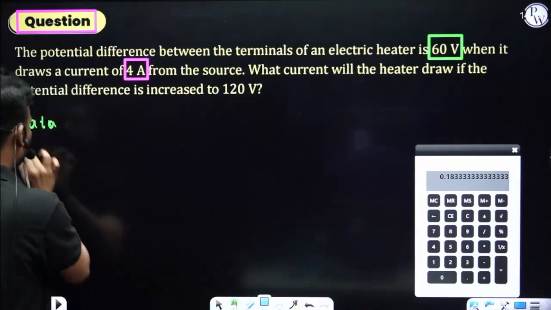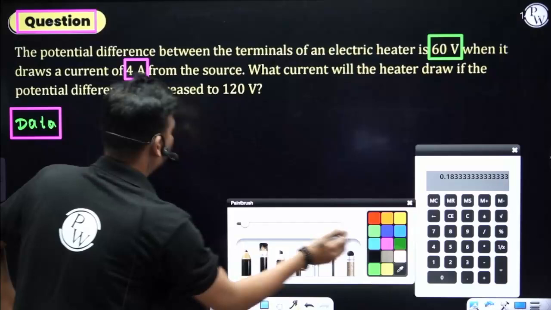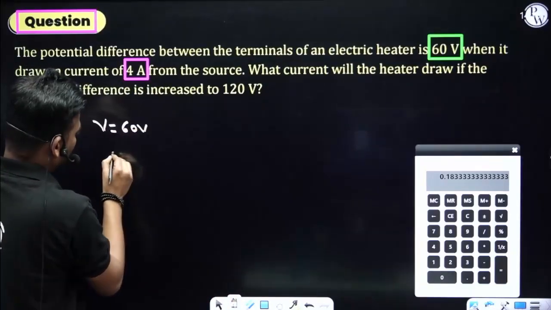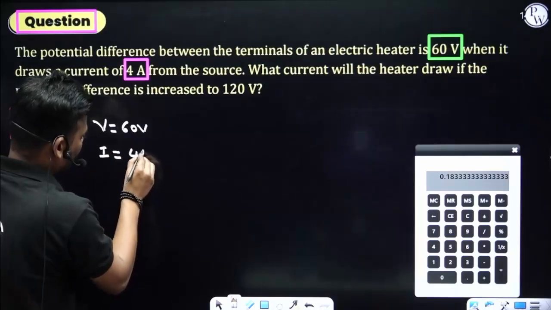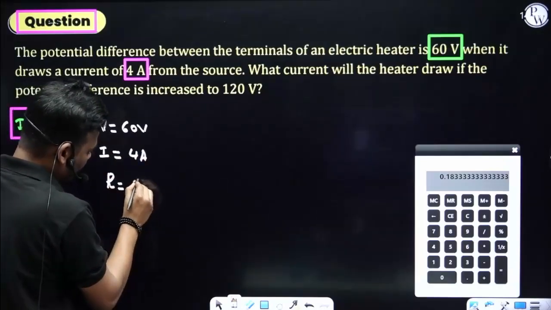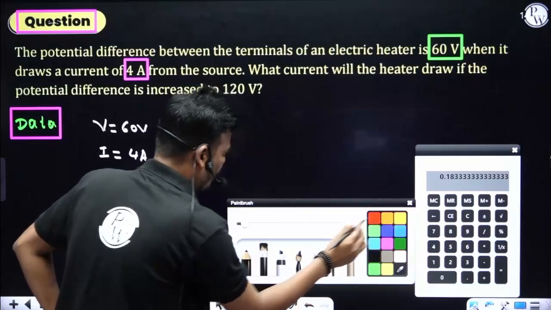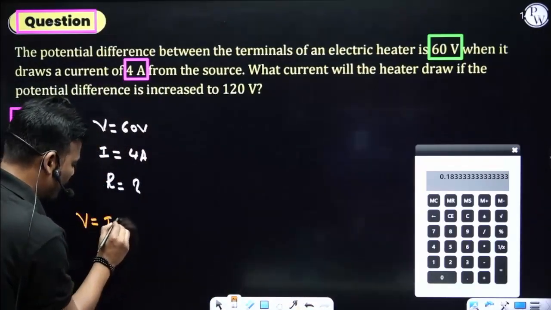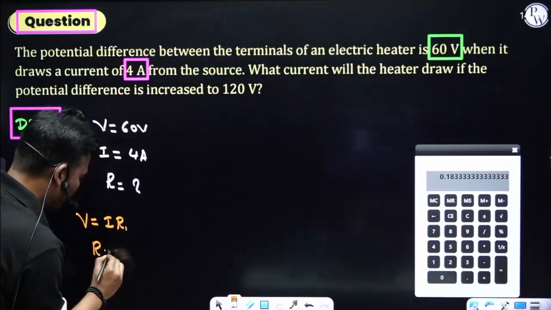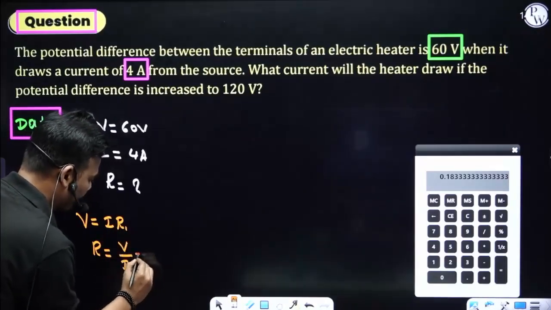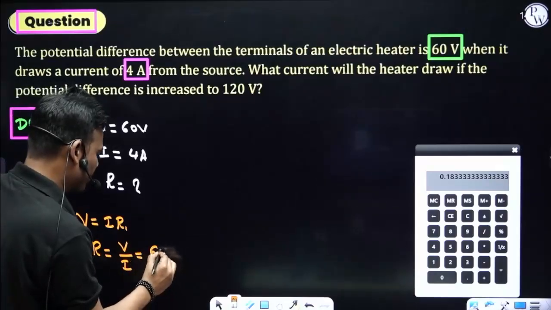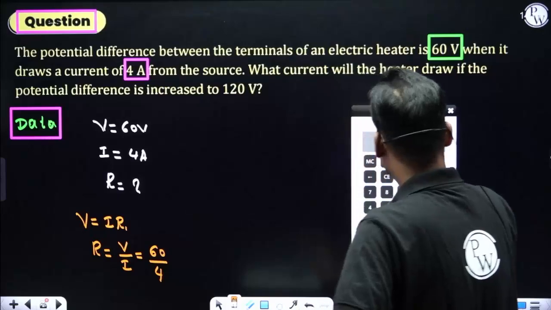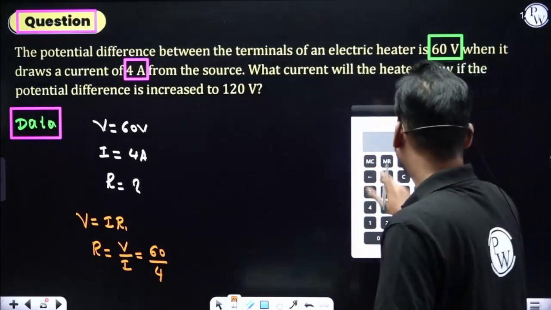Given data: the potential difference is 60 volt and the current drawn is 4 ampere, and the resistance of the conductor we don't have. Therefore, first we need to find out the resistance of the conductor. By Ohm's law, V equals I into R. As we require R, rearrange the formula: R equals V divided by I. So V is 60, divided by 4. 60 divided by 4 is 15 ohm.